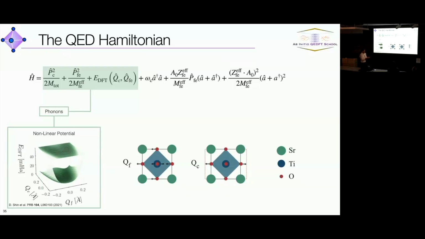Then whenever a displacement of the positive atom with respect to the negative one happens, you generate an oscillating dipole. Okay, so this is the target that we want to hit with our cavity. This other mode is not that relevant for the sake of the story, but it's the mode that is associated with the elongation of the cell in the same direction where the ferroelectric mode is displaced.